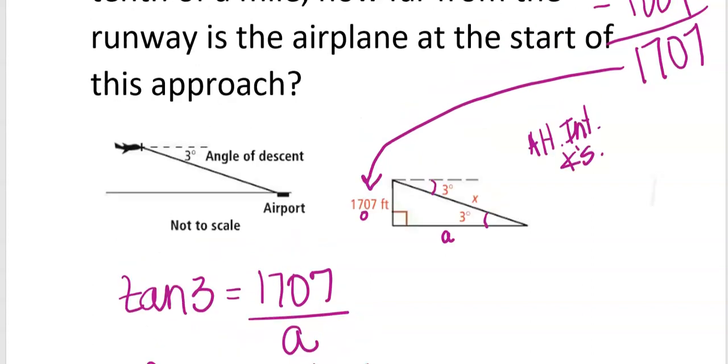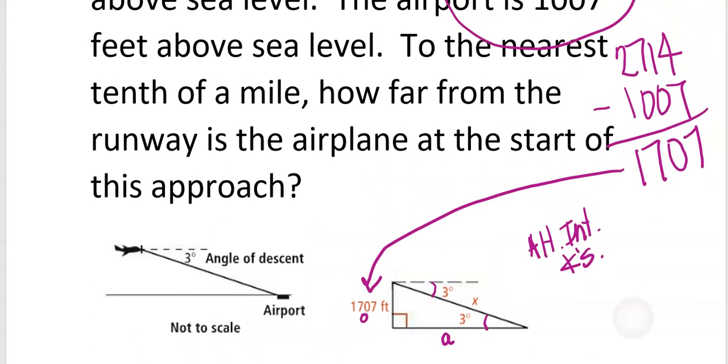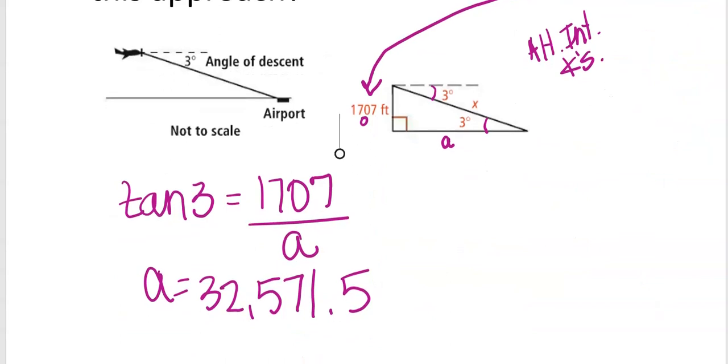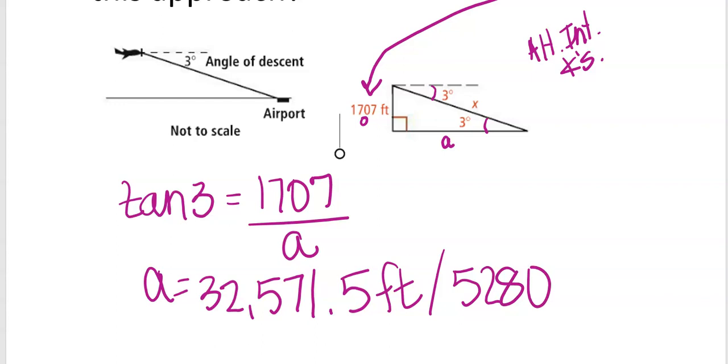And they want to know to the nearest 1/10 of a mile. Right now we're in feet, correct? How do we convert that to miles? Yep, so 5280 we're going to divide by, and that will turn it into miles. So sometimes you have to do a little conversion. So it is about 6.2 miles.